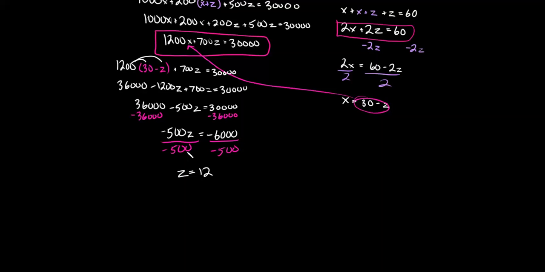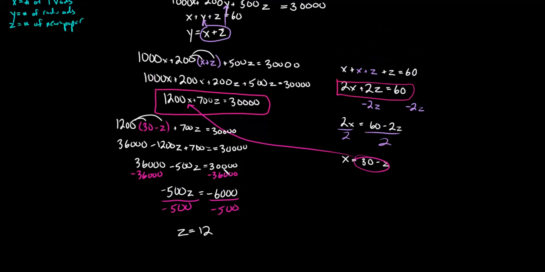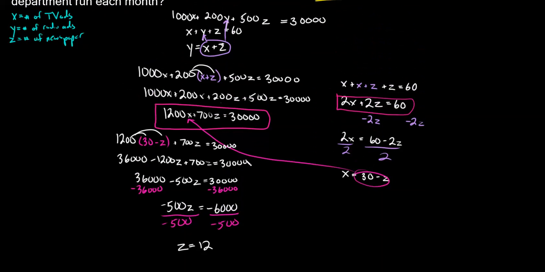We know z is equal to 12, and remember z represented the number of newspaper ads. So I know that the number of newspaper ads is 12. I have that now. And now I can find out how many TV ads there are, okay? Because what I can do is take this 12 for z and substitute it in for z right here and solve for x, and that's what we're going to do. So x was equal to 30 minus z. Well, I now know z is 12, which tells me that x is 18.